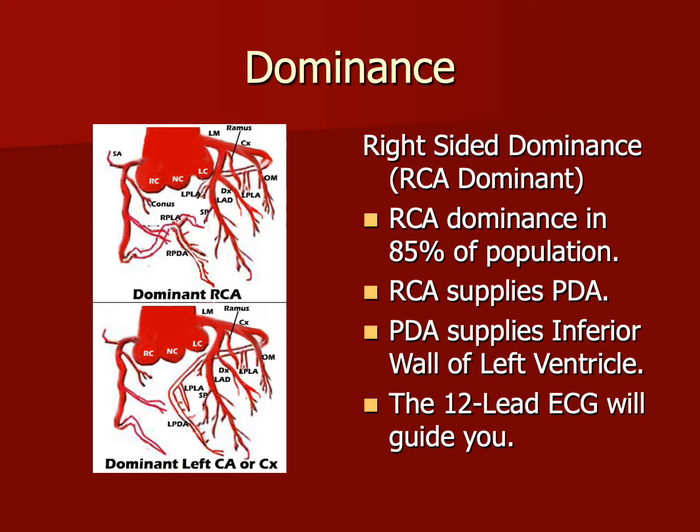With right-sided dominance, RCA dominant, this includes 85% of the population. With this, the RCA supplies the posterior descending artery, or the posterior wall MI, and that PDA supplies the inferior wall of the left ventricle. The EKG will guide you.